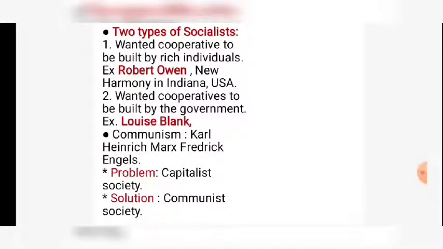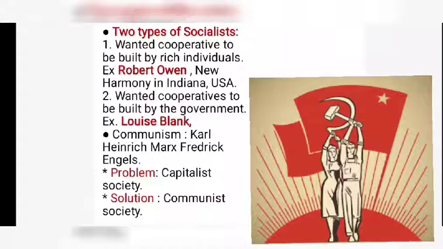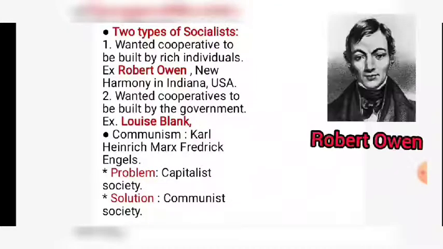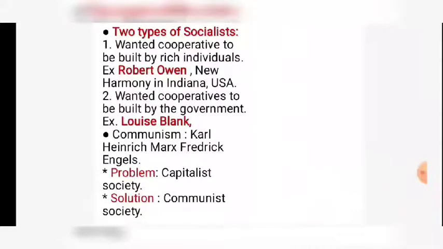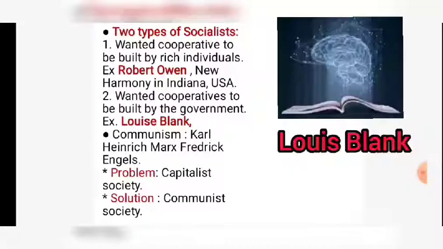Now let's see the socialists. They were divided into two types. One wanted cooperatives to be built by rich individuals. Example, Robert Owen, New Harmony in Indiana, USA. He was of the belief that cooperatives should be built by rich individuals. While there was another opinion, that of Louis Blanc.